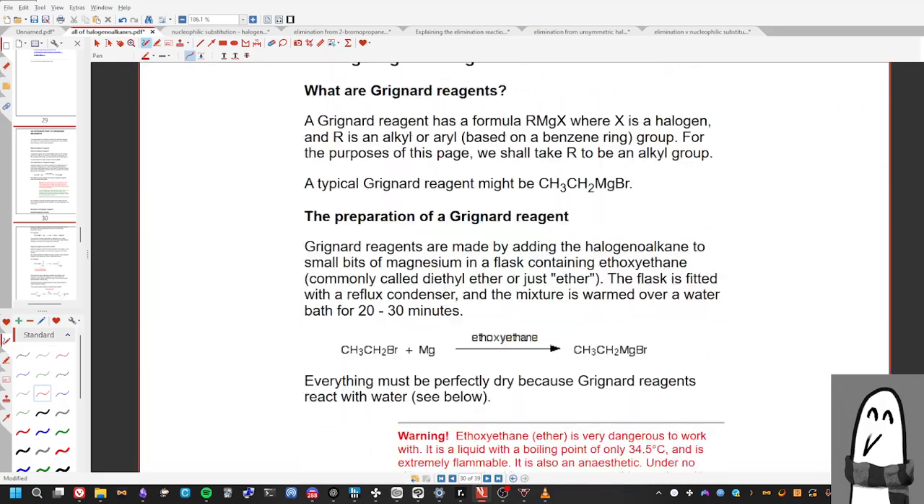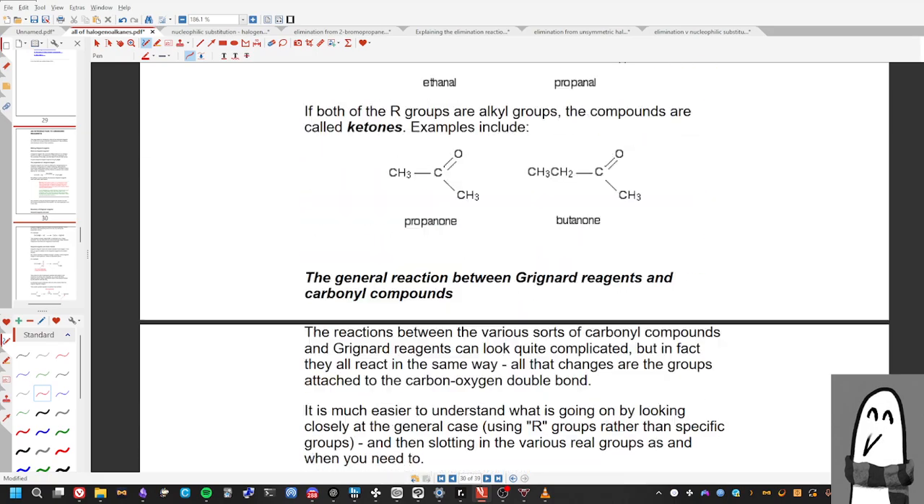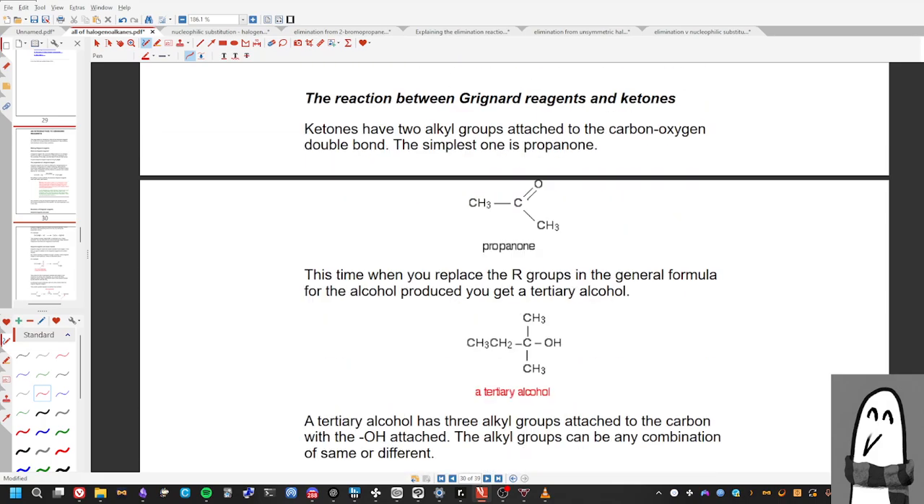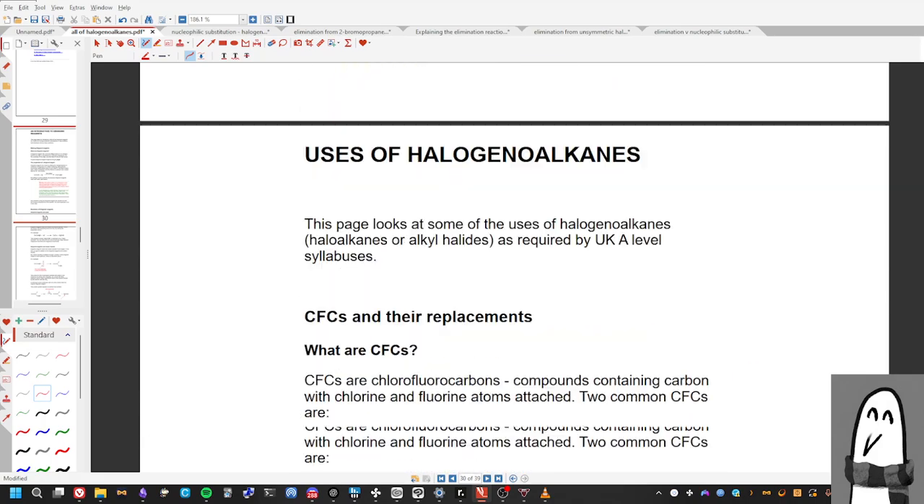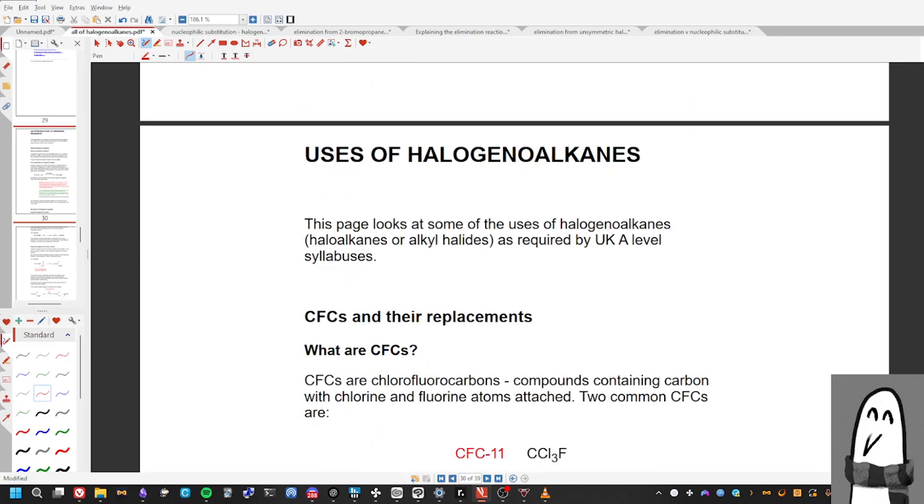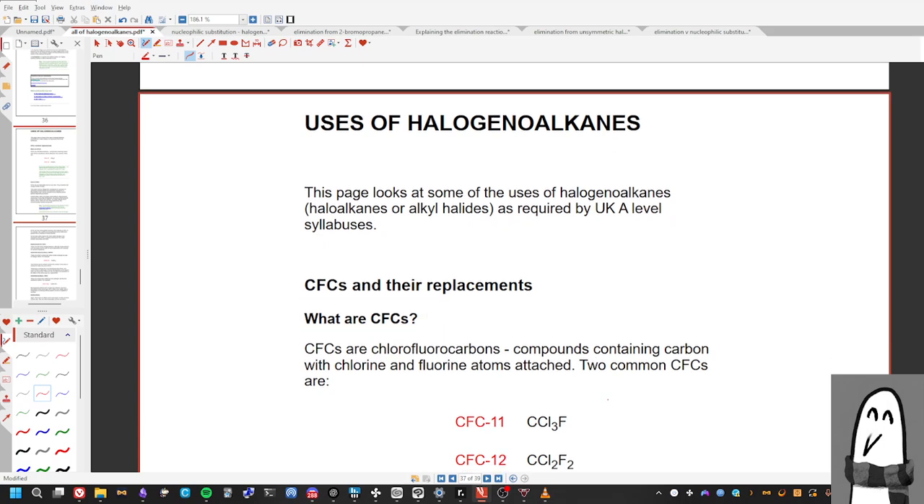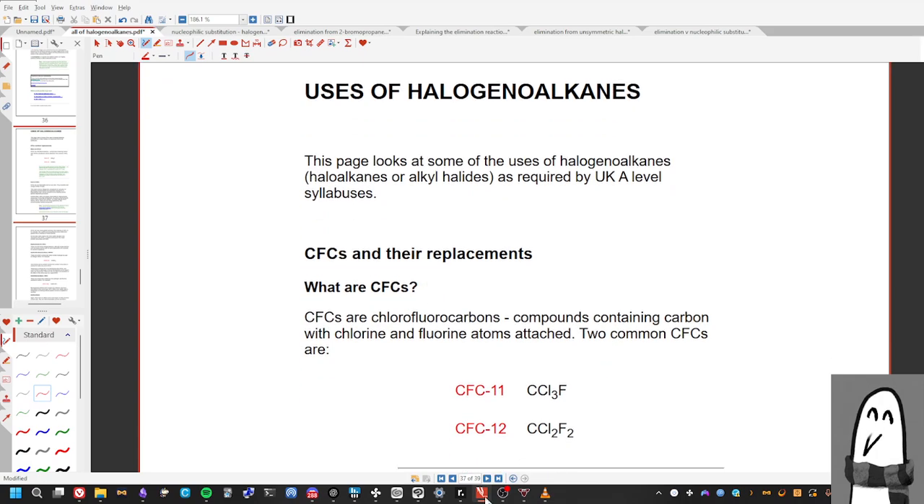And going below that, you're gonna get your uses. So CFCs, chlorofluorocarbons. I thought we would never have two halides on one thing. I guess we broke that rule. Okay, fine. So CFC, chlorofluorocarbons.